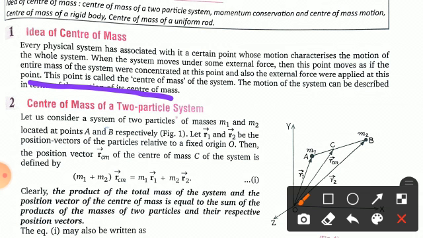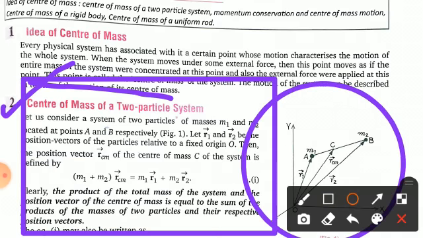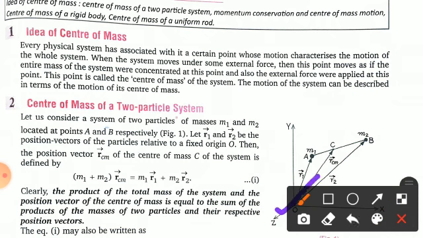Now we come to point number 2, the center of mass of a two particle system. How can we find the center of mass of a two particle system? You can see with the help of this figure. Let us consider a system of two particles of masses m1 and m2, located at points A and B. Let r1 vector and r2 vector be the position vectors, and I hope you know very well what a position vector is, of the particles relative to a fixed origin O. Here is the origin.